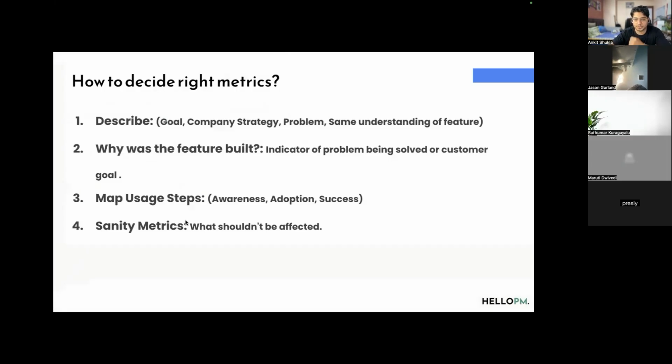Now, the biggest question: how to decide the right metrics for any product. Although there are multiple methods to do the same, some people start with the North Star metric. Some people talk about L1 metric, L2 metric. Some people talk about leading metric, lagging metric. Some people talk about driver metric, success metrics. But I'll give you a very commonsensical framework so that you don't have to remember everything.